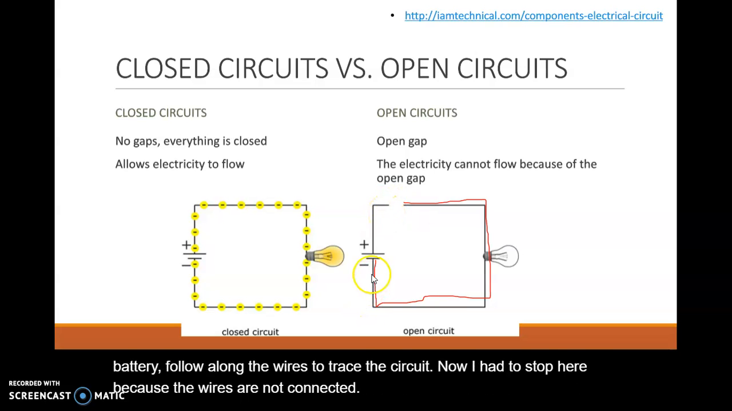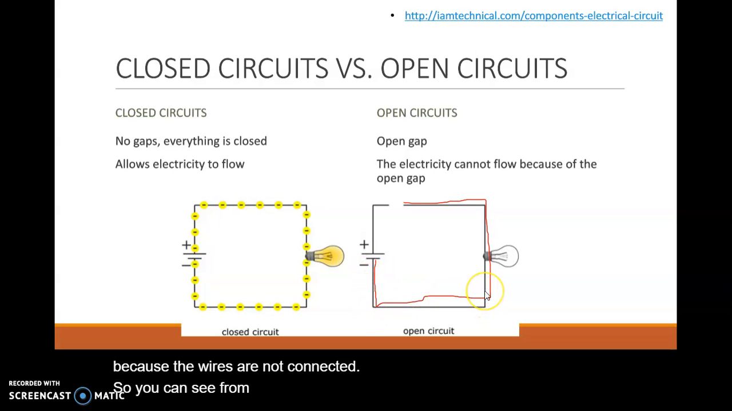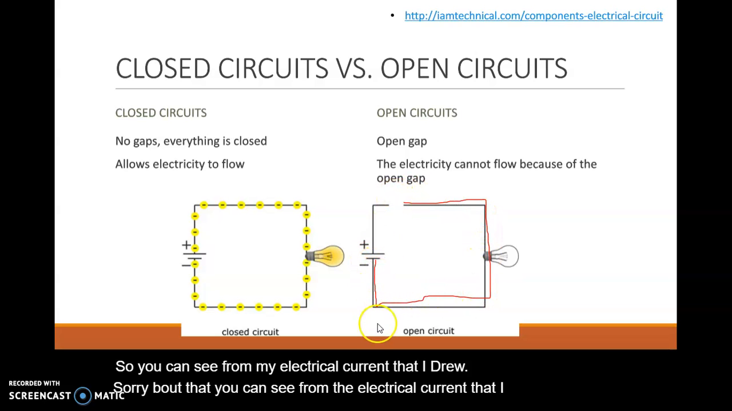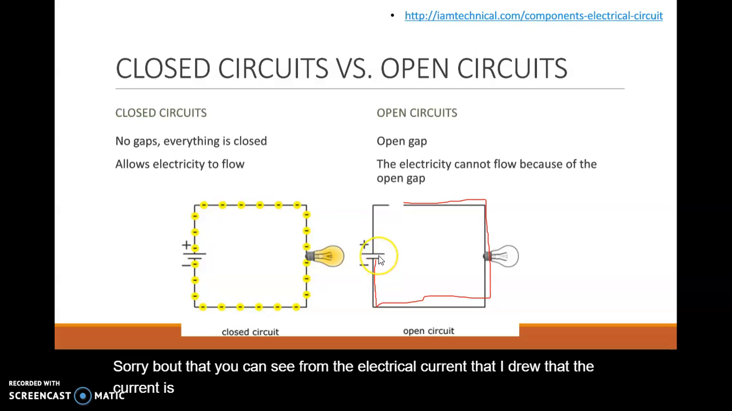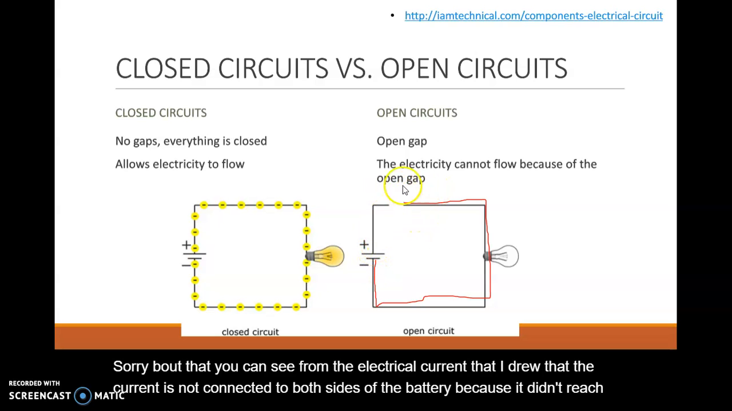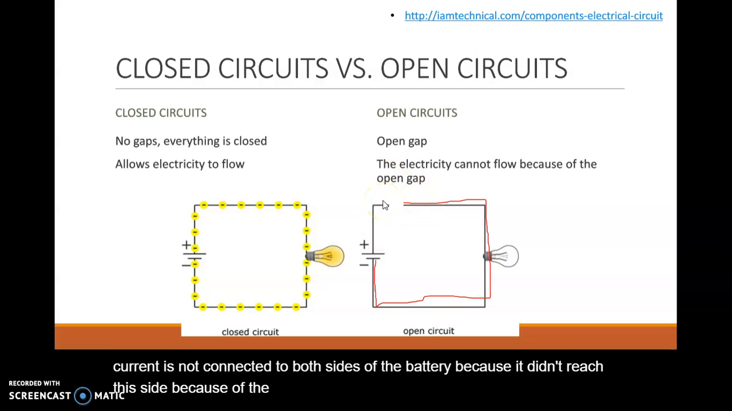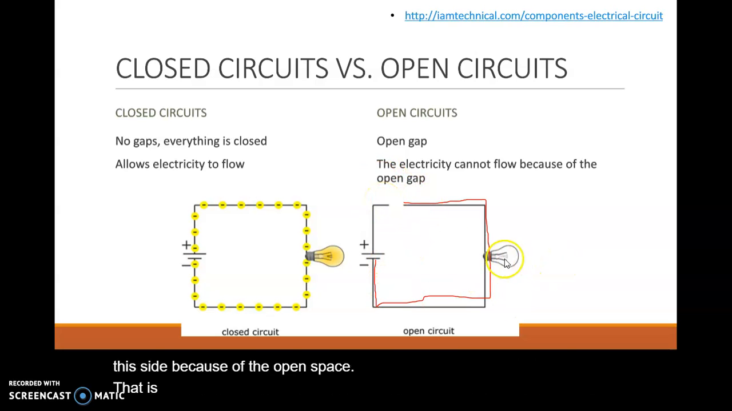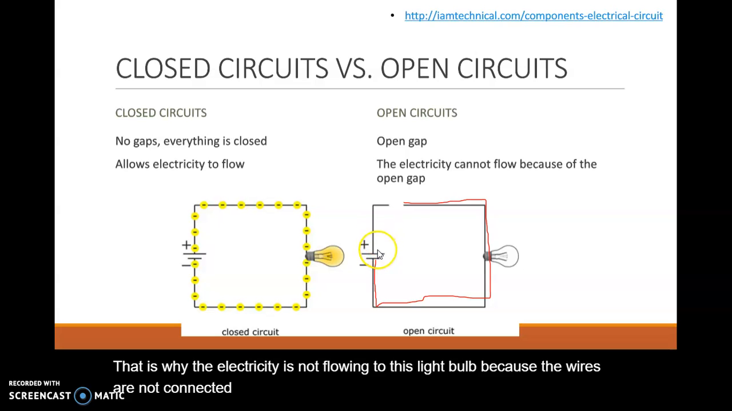So you can see from the electrical current that I drew, sorry about that, that the current is not connected to both sides of the battery because it didn't reach this side because of the open space. That is why the electricity is not flowing to this light bulb, because the wires are not connected to both sides. The current cannot reach the positive side of the battery because of this break.